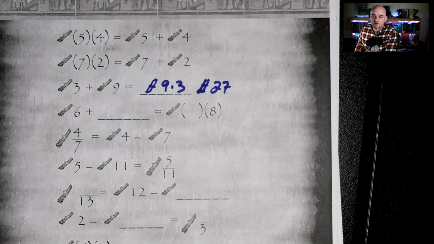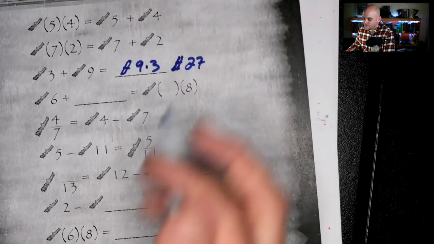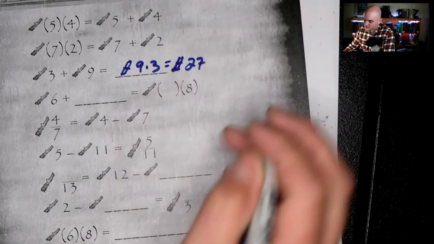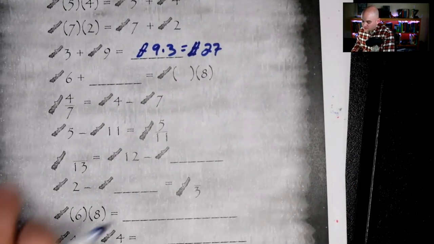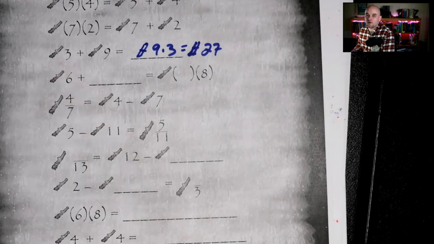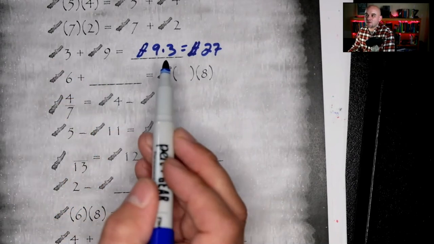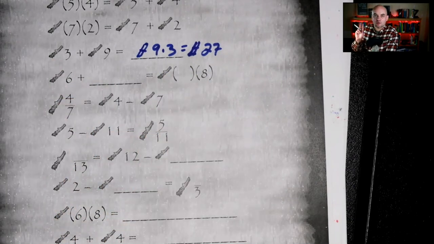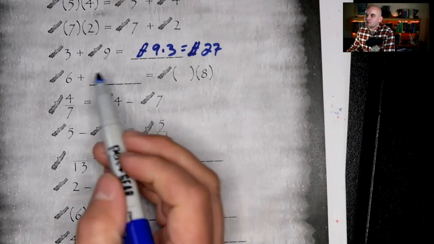It's very hard to draw bacon with a marker, so you just have to trust that that is bacon right there. And an equal sign. So bacon of 9 times 3 is bacon 27. Remember, bacon is standing for a function. We don't know what that function is, but these are the things we discover as we're looking at these hieroglyphics right here.